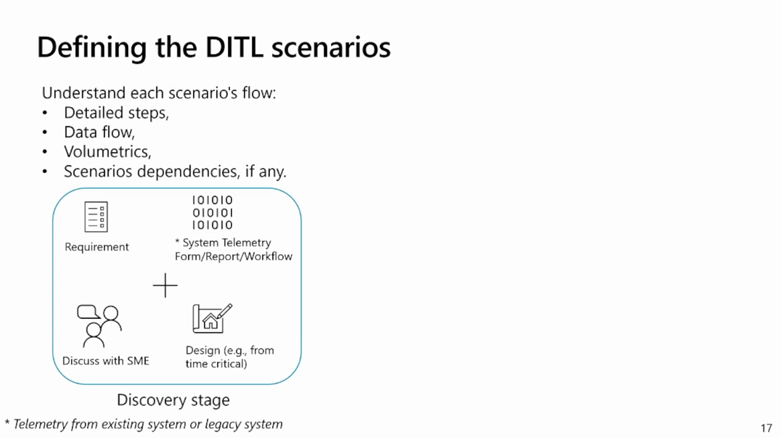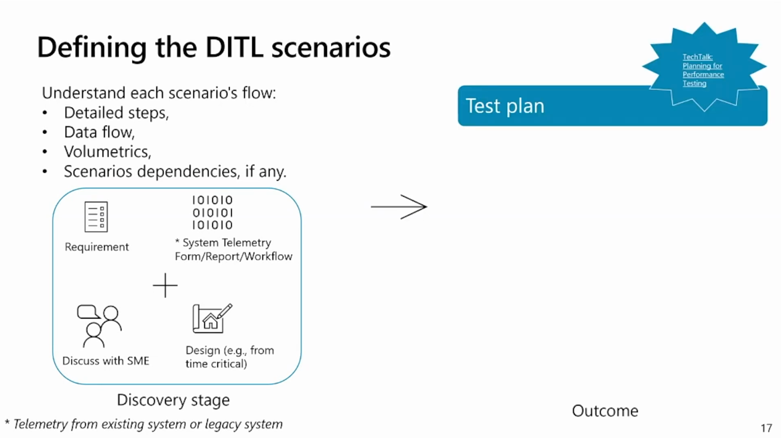So when you complete the discovery stage and have gathered all the information for defining the day in the life testing scenario, I start to prepare the first document. It is a test plan document. You can go to our performance testing series part 1, planning for performance testing in Dynamics 365. There is a full detailed explanation of the testing strategy document. It's good to go through the planning TechTalk before you plan your test plan.